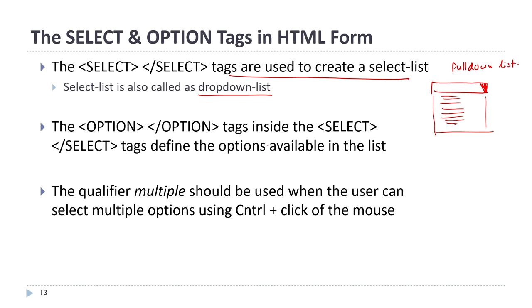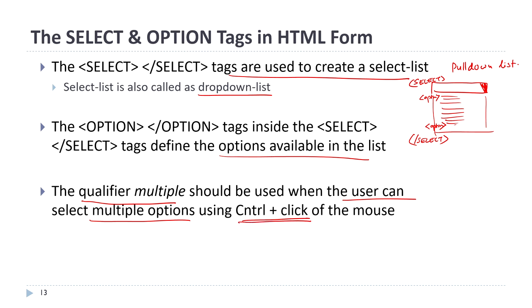And the option tags within the select tags define the options that are available in the list. So, the beginning is a select tag and the ending is a select tag, and then the individual ones are taken care of by the option tag. Each option in the list is created by the option tag. The qualifier multiple should be used when the user is allowed to choose more than one option, which is accomplished by pressing the control button and clicking the mouse at the same time. This is only possible if the qualifier multiple is enabled; by default it is not enabled.